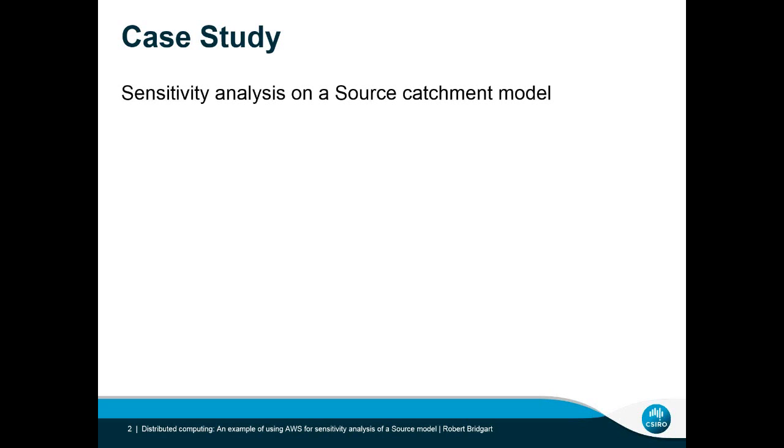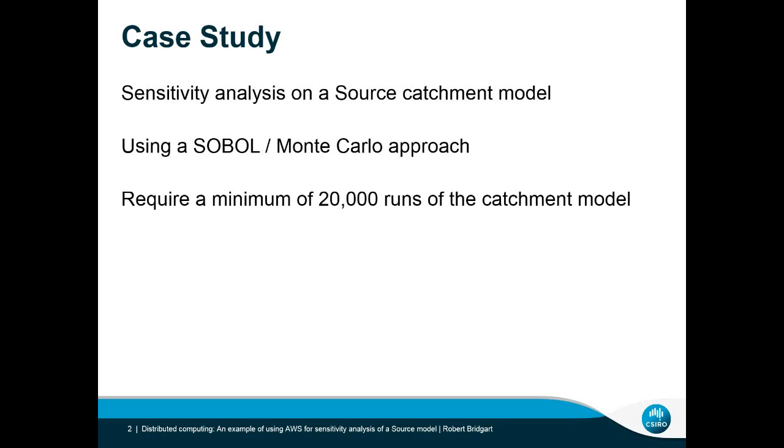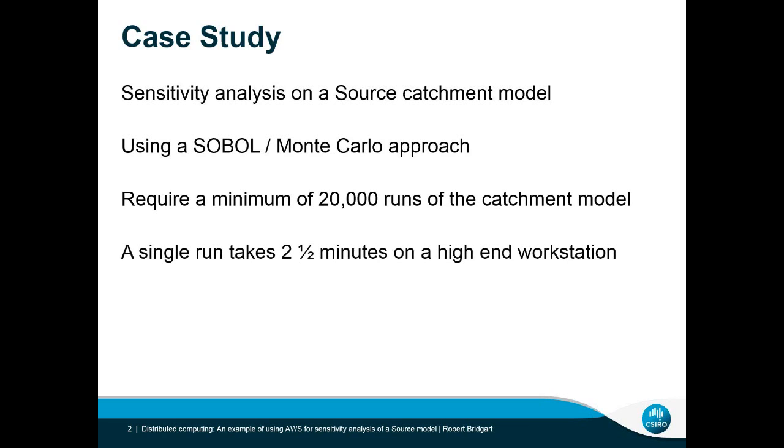So essentially we needed to perform a sensitivity analysis on a Source catchment model. We used an approach which meant that we generated a series of parameter sets that we were going to run through the model a certain number of times. In this instance, we were going to require 20,000 runs of our catchment model. Each individual Source run took 2.5 minutes on a pretty powerful local machine. So if you do the math on that, it would have taken over a month of computing time on that machine to complete. And that's why we decided to have a look at using the AWS cloud.